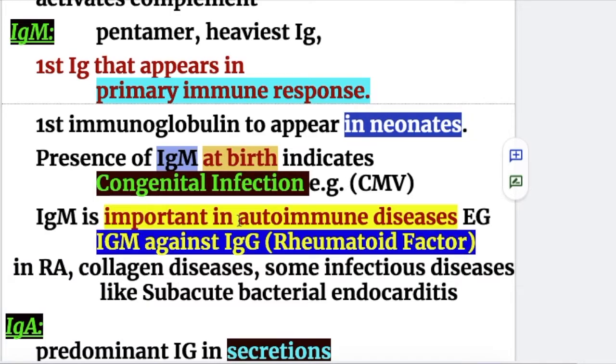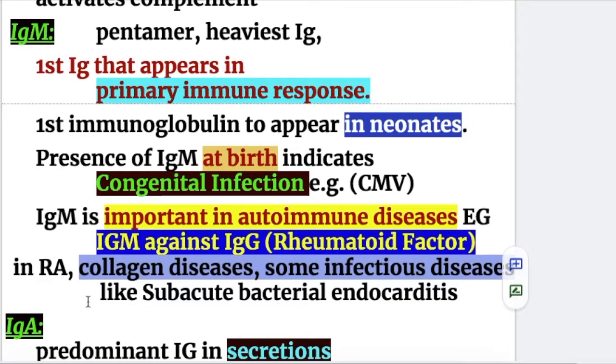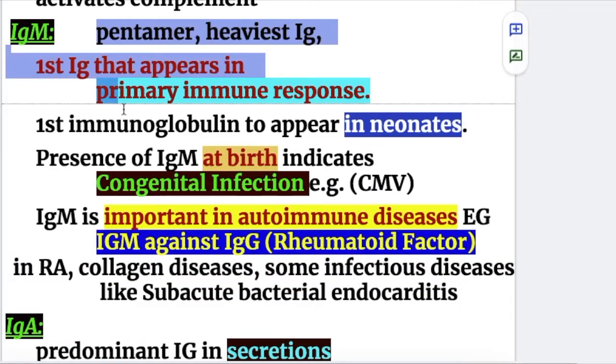IgM is important in autoimmune diseases, for example IgM against IgG of the rheumatoid factor in rheumatoid arthritis, collagen diseases, and some infectious diseases like subacute bacterial endocarditis. So immunoglobulin M is a pentamer and is the first that appears in primary immune response and is the first immunoglobulin to appear in neonates. Its presence at birth indicates congenital infection, and it is also important in autoimmune diseases like rheumatoid arthritis and collagen vascular diseases.